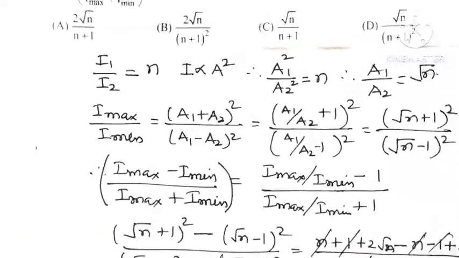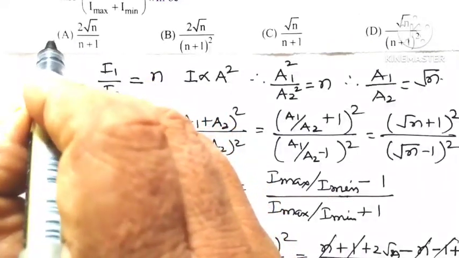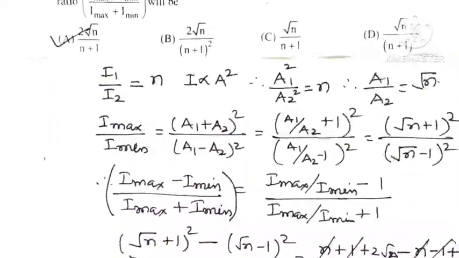So which option is correct? Look at option A, 2 root n upon n plus 1. So option A is the correct option for this question.